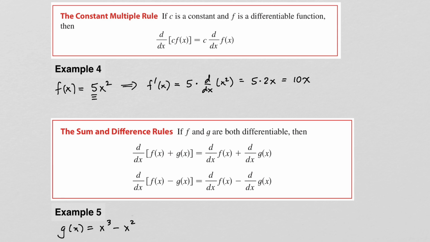So when you have a constant multiple of a variable to a power, you can take the derivative of the variable to the power and then just simply remember to multiply by the constant multiple that was there.